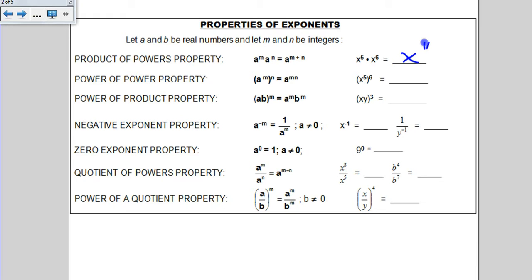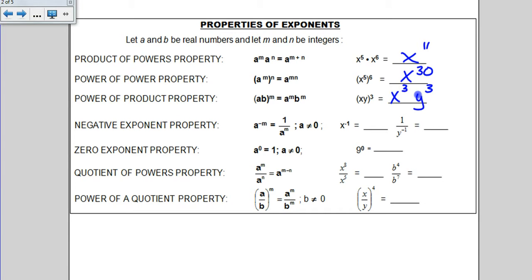Now when you have a power of a power, so a power taken to another power, the property says you're supposed to multiply those numbers together. So x to the 5th to the 6th power becomes x to the 30th power. And then if you have a product inside parentheses and an exponent outside of it, you could distribute the exponent to both of the monomial bases. So this works like xy to the 3rd becomes x to the 3rd and y to the 3rd.